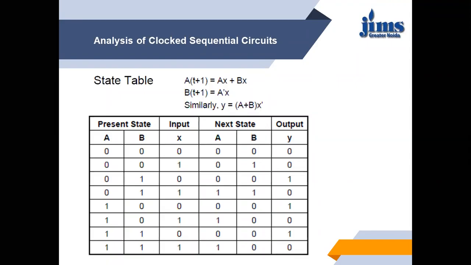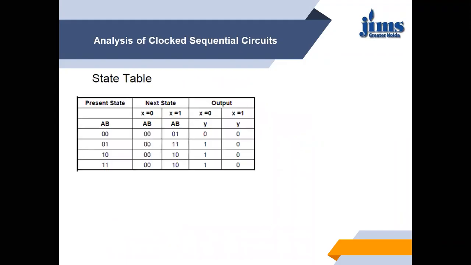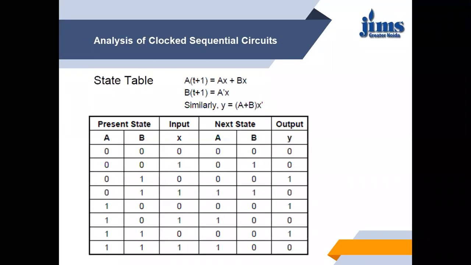So here is your state diagram. So state table. State table represents present state, input combination, and the next state and the output. So I can represent this state table in a more convenient way as, present state is AB, next state is AB. For the different input combinations, for X equals to 0 and X equals to 1, we have separated out. Similarly, output is Y for X equals to 0 and X equals to 1. And this table is simply drawn from here.